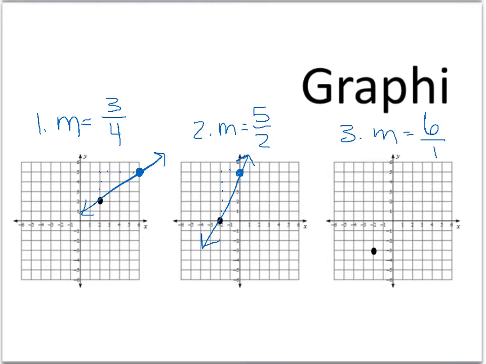So now, go from that dot, up 6, to the right 1. And that's your slope. Now that's not so hard, right? No reason to hate slope. It's not too bad.